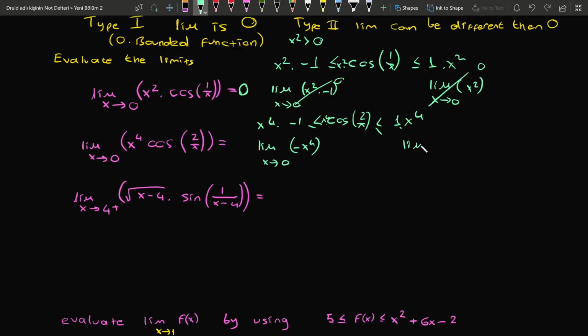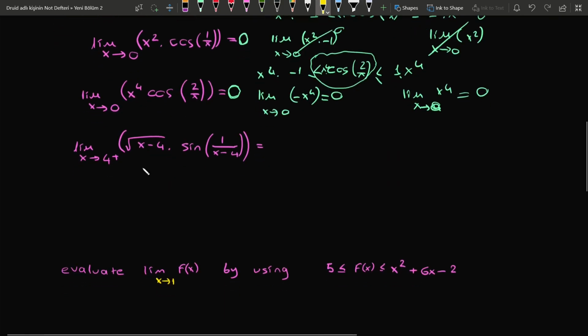And I'm clearly seeing that this is equal to 0, this is equal to 0. Therefore, the function I have between these two functions is also going to be 0. Therefore, my limit is 0. What we're doing is really simple. We're trying to squeeze the function we have into other functions that give the same limit.